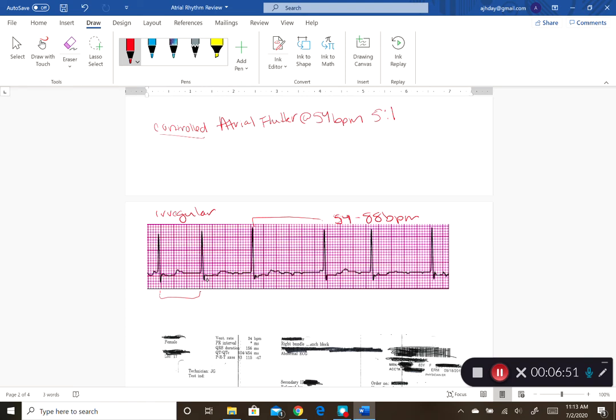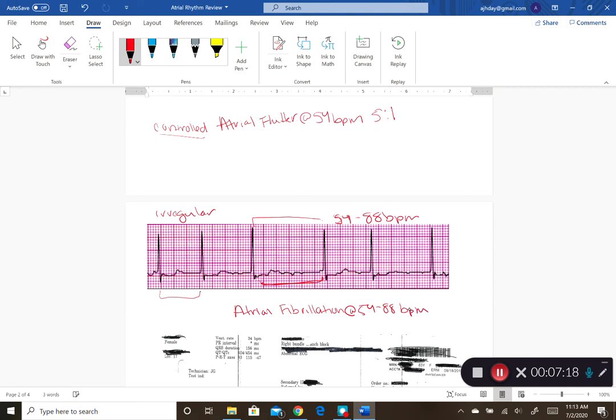Do we have any definable P waves? I definitely don't see any P waves here. I definitely see flutter waves, so I definitely have that irregular, shaking kind of fibrillation of the atrium going on there. So I'm going to label this atrial fibrillation. My rate is 54 to 88 beats per minute.